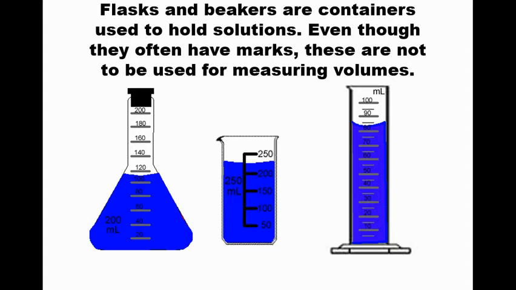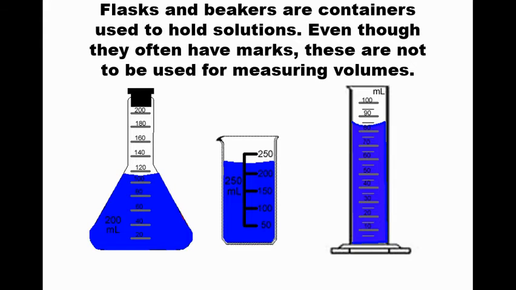So first of all, you need to be reading an actual measurement tool. The Erlenmeyer flask is the one on the left, the beaker is the one in the middle, and the graduated cylinder is the one on the right. Erlenmeyer flasks and beakers, even though they have markings, are not measurement tools. They are more like reaction vessels. That's where you're going to actually perform chemical reactions.